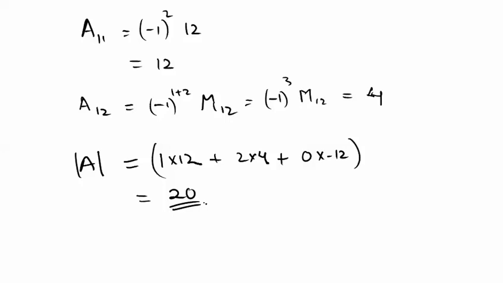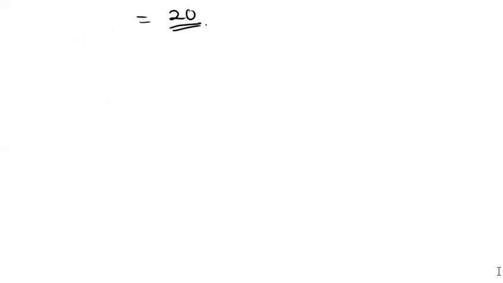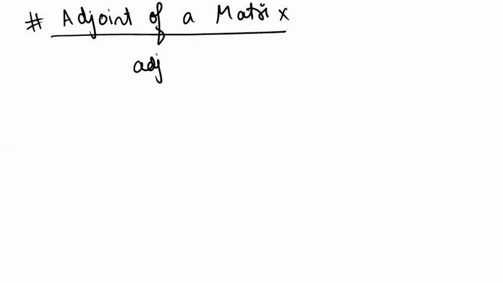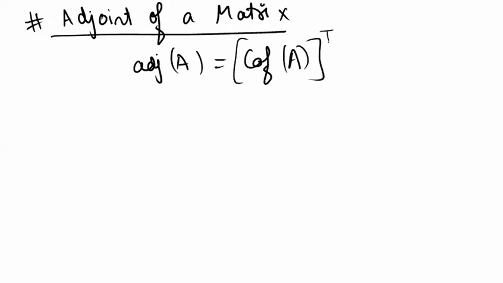Now I told you that we are doing all these things just to get to A inverse. Before getting into A inverse, there is one more important thing we will discuss here, that is the adjoint of a matrix. What is the adjoint of a matrix? Adjoint is very simple. Adjoint of A is given by the transpose of the cofactor matrix of A. We have found the cofactor of A, and if we take the transpose, we get the adjoint. Very simple definition, right?